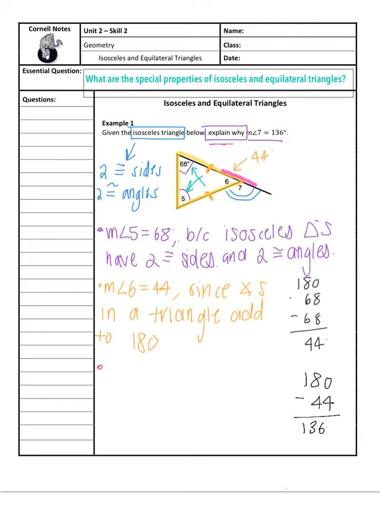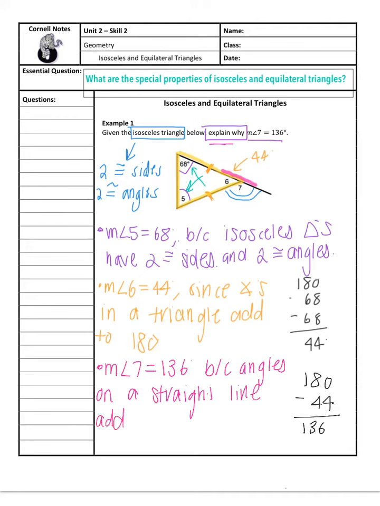So our third and final sentence: the measure of angle 7 equals 136 because angles on a straight line add to 180. And there you have it.